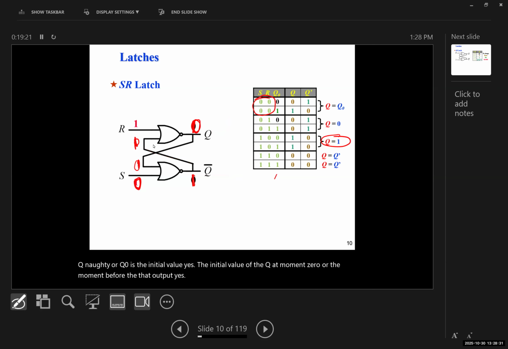Now imagine our initial value looks like this right now. Q is 0, okay? And Q prime is 1, okay? How can I change Q to 1 and Q prime to 0?